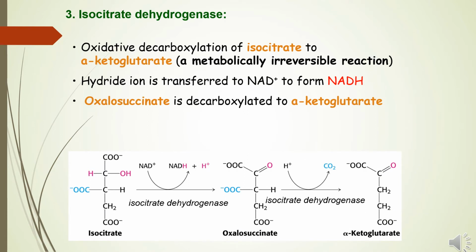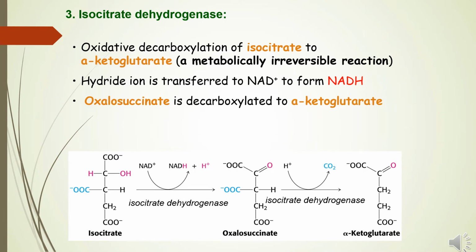The third step of citric acid cycle occurs with oxidative decarboxylation of isocitrate to alpha-ketoglutarate, where this reaction is an irreversible reaction, and isocitrate is oxidatively decarboxylated to a 5-carbon compound, which is alpha-ketoglutarate.